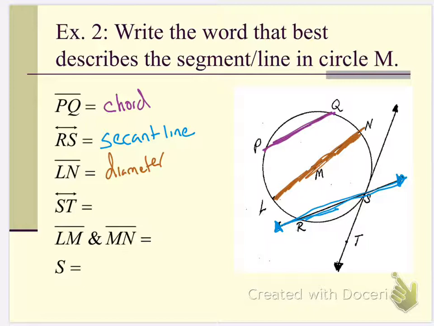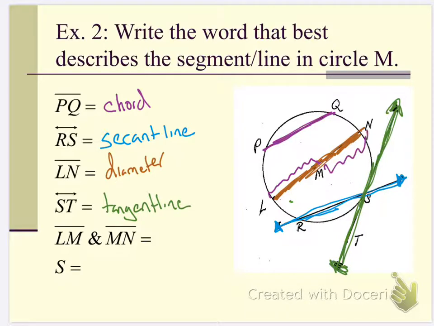And then we have ST, line ST. Well, line ST is right here. So line ST, it hits just at S. So this is a tangent line. And then we have LM and MN. They are both radii. Centered at the center, goes to the edge of the circle.